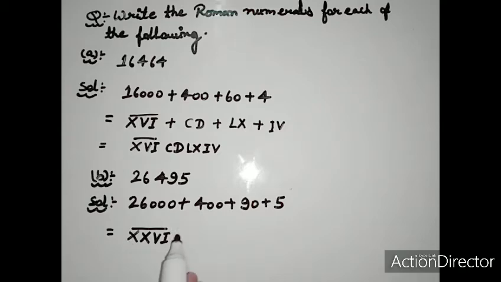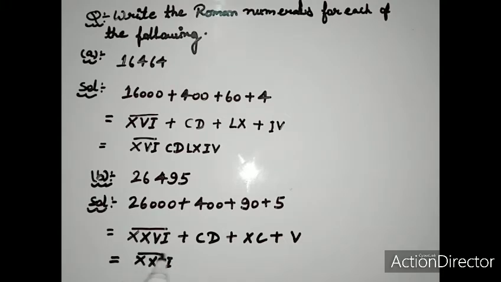Plus how we write 400: CD, where D means 500, and what is the value of C? 100. Here we subtract 100 from 500, so we get 400. Now we apply the same rule with 90, and here we write XC. C means 100 and here we subtract 10 from 100, so we get the difference 90. Now we write 5, here we use the V symbol. Now when we add all these numerals we get XXVI with a bar, meaning 26,495.